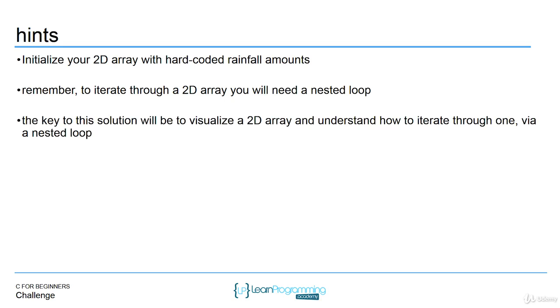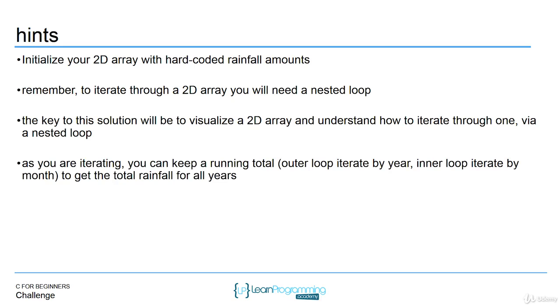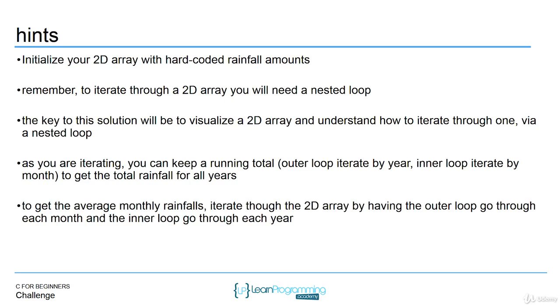The key to this solution will be to visualize a 2D array and understand how to iterate through one via nested loop. If you know how to iterate through a 2D array, you're going to be fine. As you are iterating, you can keep a running total, which is our first set of loops. An outer loop will iterate by the year, and the inner loop will iterate by the month. And you can keep a running total to get the total rainfall for all years. So your first goal should be to just get that total rainfall for all years. And as you're getting the total rainfall, you can just print out the yearly total as well. Then, after you're out of that loop, you can print out the yearly average.